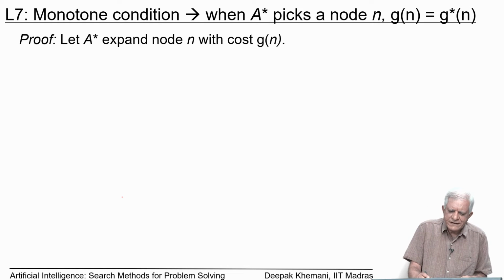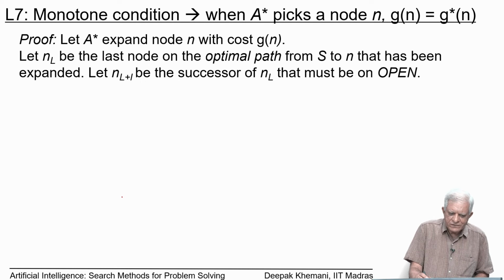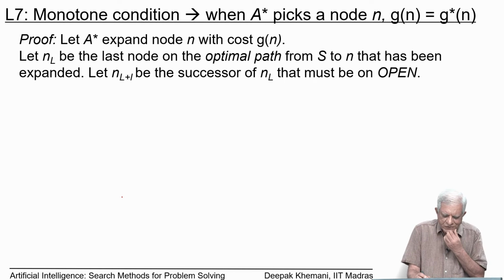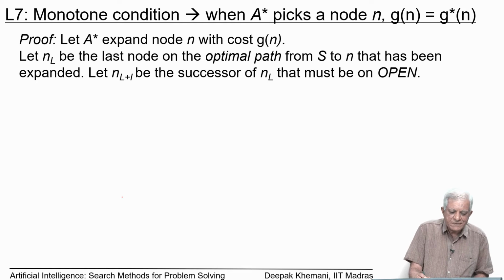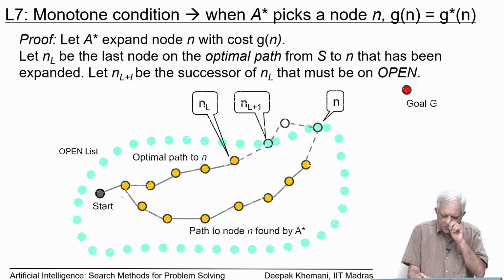So, let us say that A star expands node n with a cost of g of n, and let the g of n not be optimal. Then again by contradiction we will show that that cannot happen. Let L stand for last here, n_L be the last node on the optimal path from S to n that has been expanded, and let n_(L+1) be the successor of n_L, and that must be on open. So, this is how the graph looks.